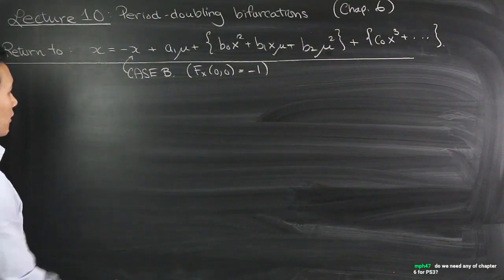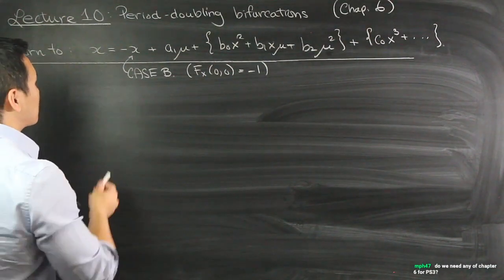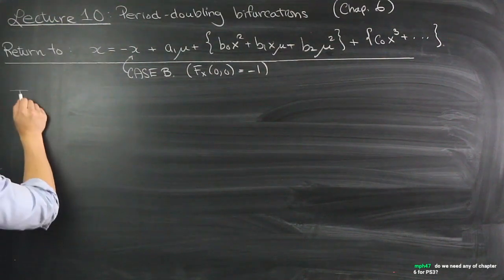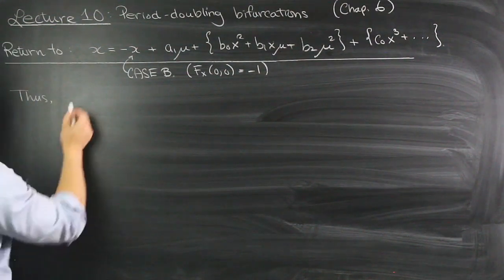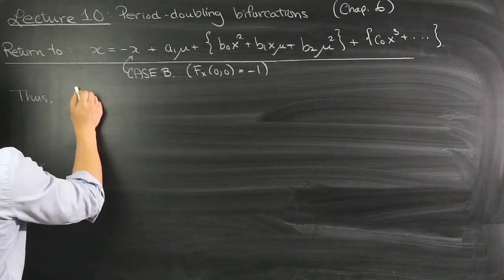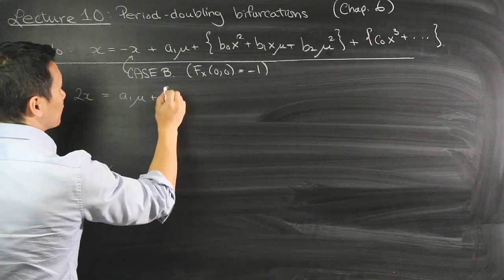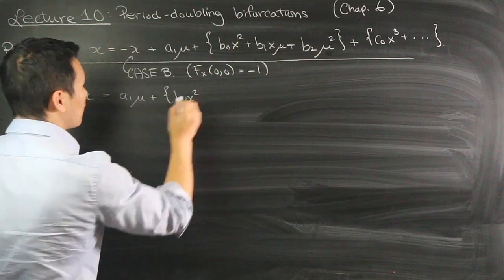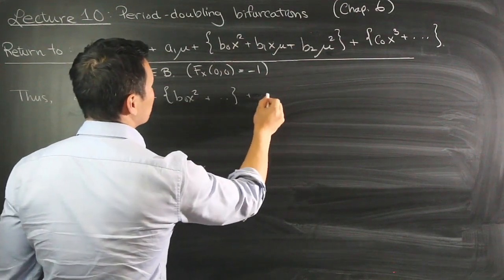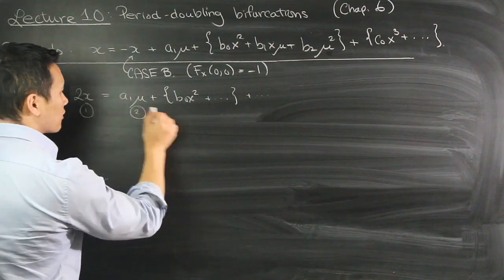Okay, so this case B concerns the case where the gradient is equal to -1, and so now our interest essentially is to study this equation. We want to approximate the solutions of this problem in which we move the x over to either side. So we have 2x is equal to a1 mu plus b naught x squared plus so forth. Let me call this 1 here, this 2 here, and this 3 here.